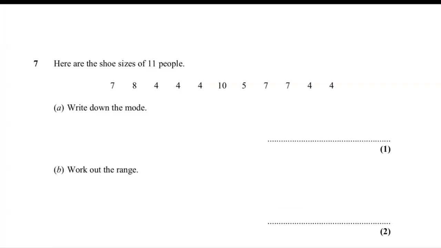Okay, the mode is the most common, so that is 4. 4 is coming up more than any other. The range is the biggest, take the smallest. So the range is 6.